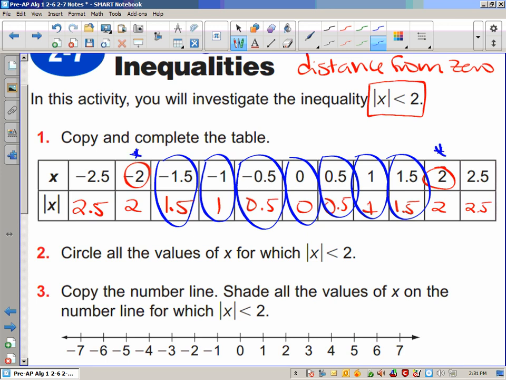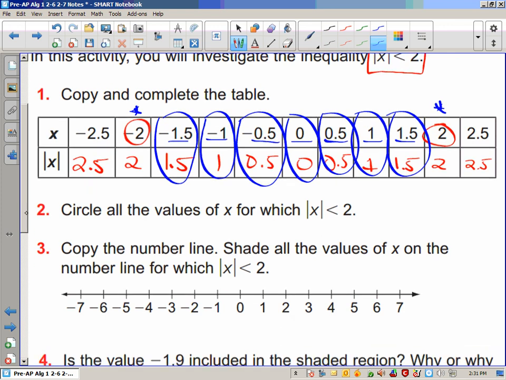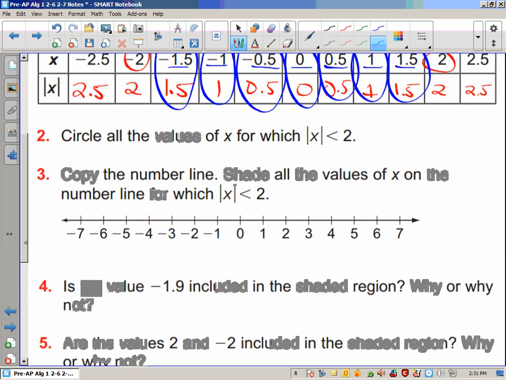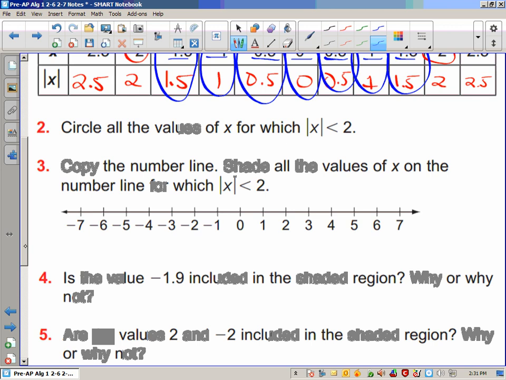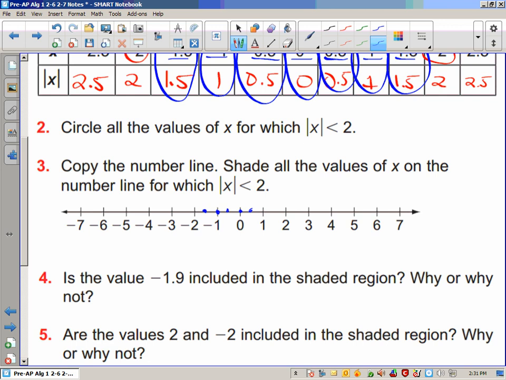So all of these x values here, when I take the absolute value of those values, they will be less than 2. So let's put that on a number line. So I've got negative 1.5 is my first, 1, 0.5, 0, 0.5, 1, 1.5.